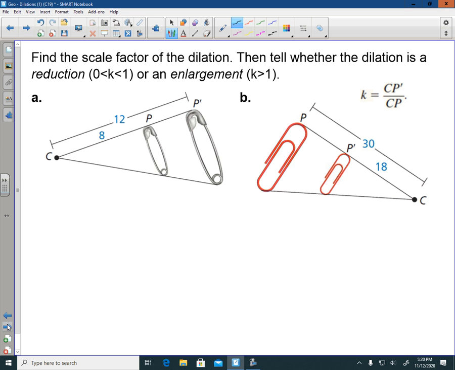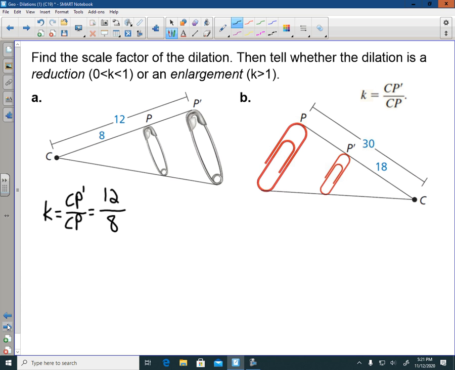So just looking at A, we have these 2 safety pins. We want to be able to calculate our scale factor. And so we know that K is going to be the distance between C and P prime, and we're going to divide that by the distance between C and P. So what's the distance between C and P prime on this object? Well, it looks like it's 12. And we're going to put that over the distance between C and P, which is indicated to be 8.